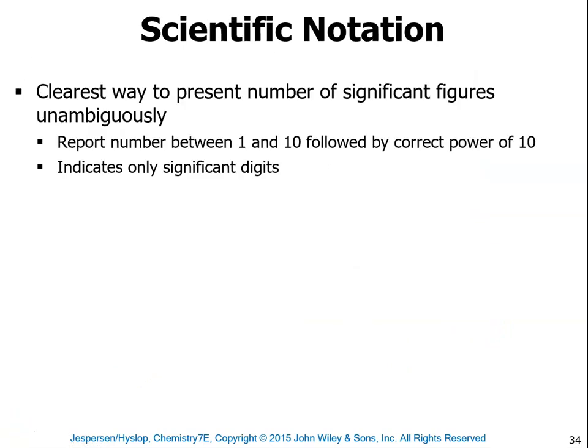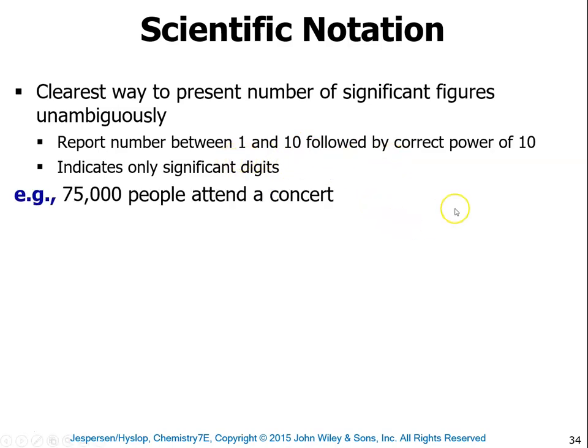As you can see with that last group of problems, one of the clearest ways to unambiguously show the number of significant figures is by using scientific notation. So report numbers between 1 and 10 followed by the correct power of 10, and that indicates only significant digits. So an example of this, right, this is in practice.